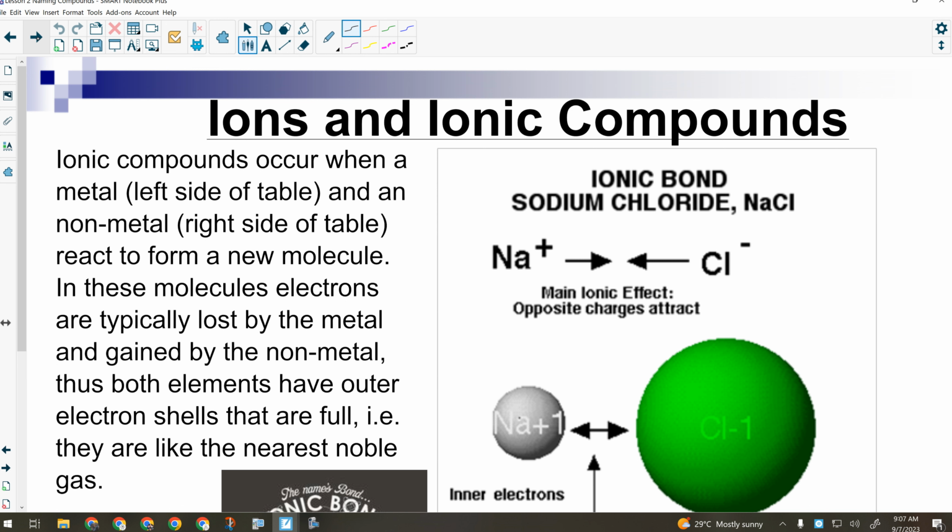All right, now the thing about ionic compounds and ionic bonds, because we kind of have to understand how ionic bonds work. An ionic compound forms when a positively charged metal exchanges or donates an electron to a negatively charged non-metal.